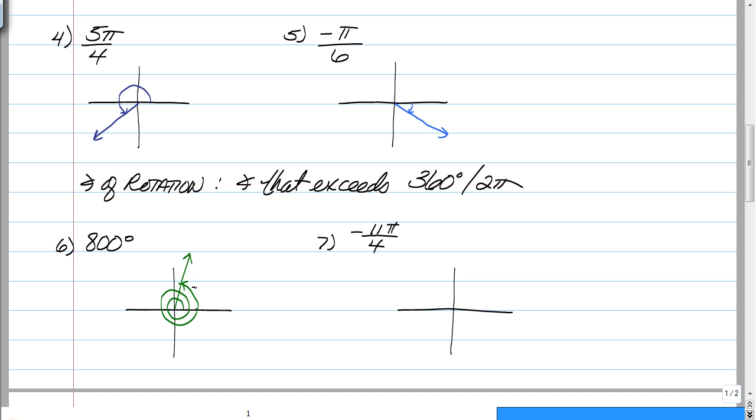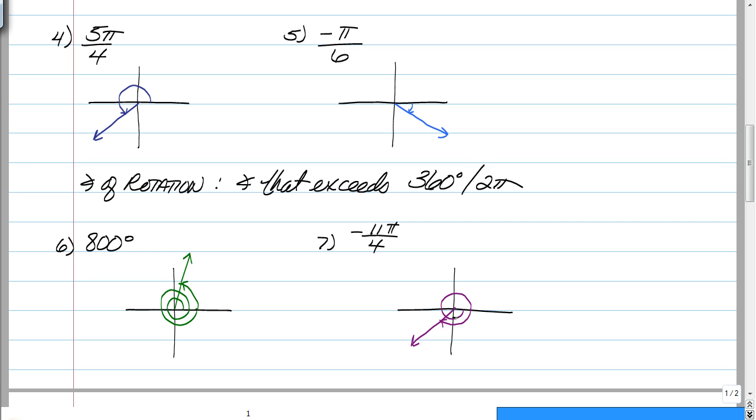So we know that 2 pi is 8 pi over 4. So you need to go 1 full rotation backwards. And now you need 1, 2, 3/4 more. And that is your negative 11 pi over 4.